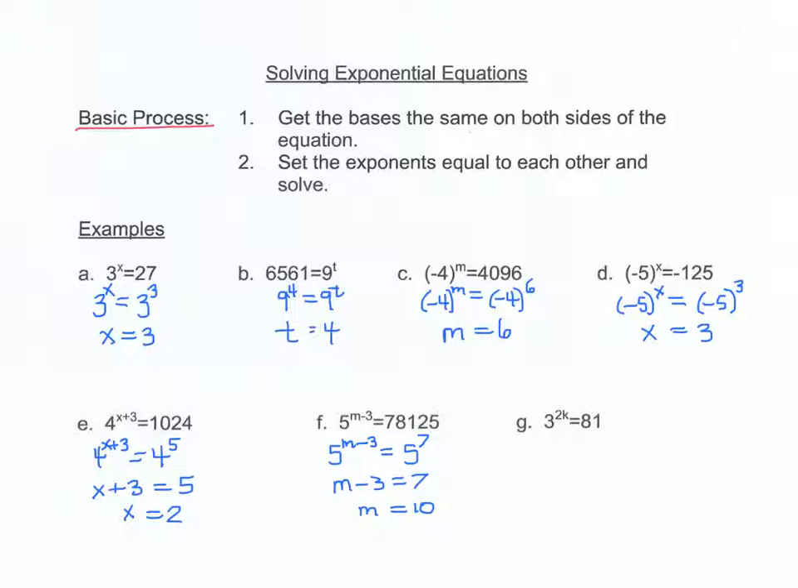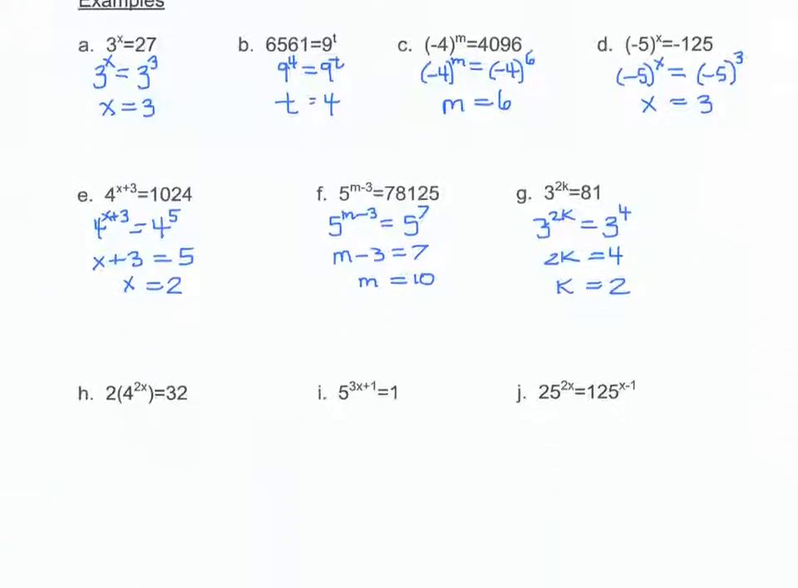Next one, we could use a common base of 3 on both sides. So 3 to the exponent 2k equals 3 to the exponent 4. Set the exponents equal and solve for k. So dividing by 2 on both sides, we find out that k is 2.